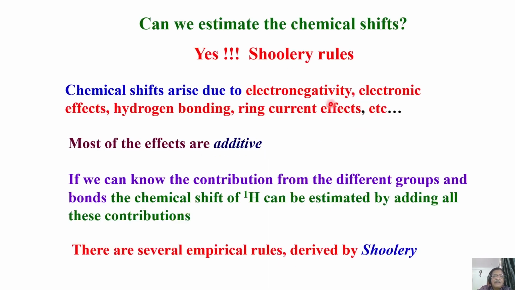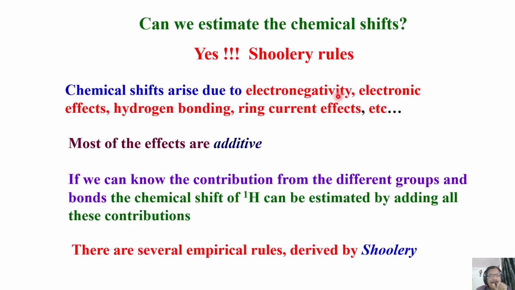So now the question I asked you, how do you derive the chemical shifts using Jim Schoolery rules? Remember, I was telling you the chemical shifts arise because of various reasons. Electronegativity, electronic effect, hydrogen bond, ring current, several effects are there. And in a given molecule, it is not one effect, there may be multiple effects. You can simultaneously have an electronegativity effect, hydrogen bonding, and a ring current effect. It is not that exclusively only one type of effect is seen.